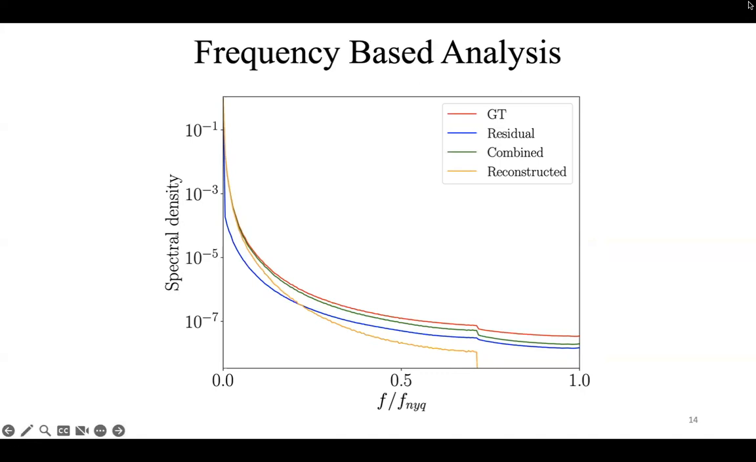We refer to the GAN residuals as being high frequency by capturing local variations. We verify this by computing the frequency spectrum of the image. As can be seen, the reconstructed output contains more low-frequency information, while the GAN residual contains more high-frequency information. Adding both of them gives us a spectrum which is much closer to the ground truth.